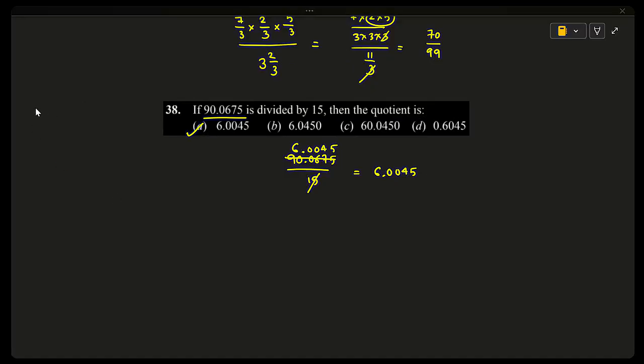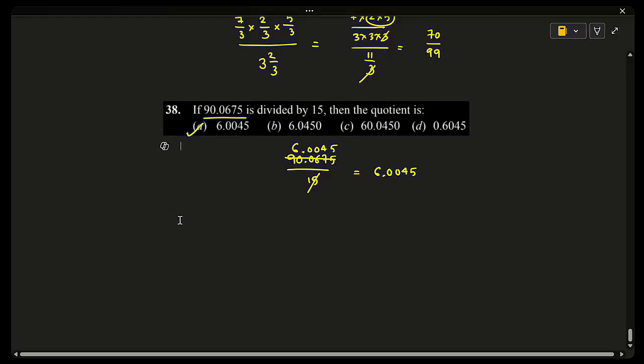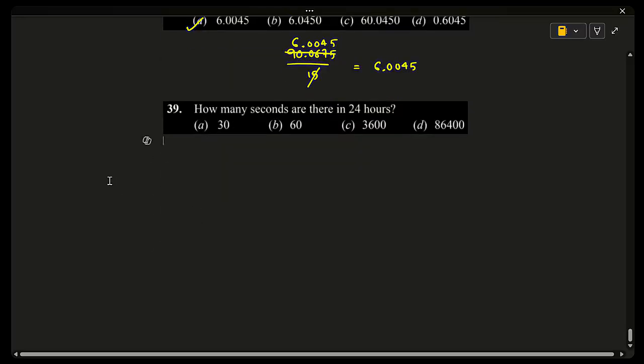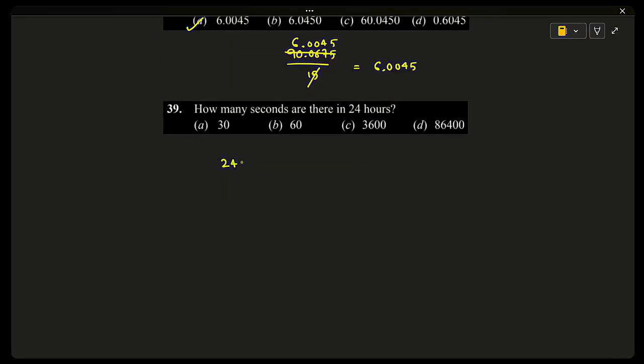39 is a simple question. That is, how many seconds are there in 24 hours? So 24 hours, to convert hours into minutes, you multiply by 60. To convert minutes into seconds, you multiply by 60 again. So 24 into 6: 120, 24, 144. 144 into 6: 600, 240, 840 plus 24, that is 864, followed by two more zeros, 86,400 seconds. Option D.